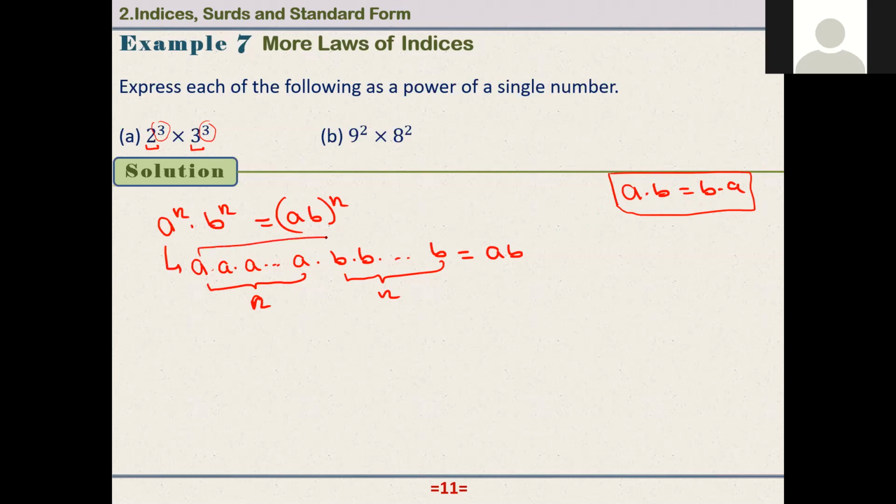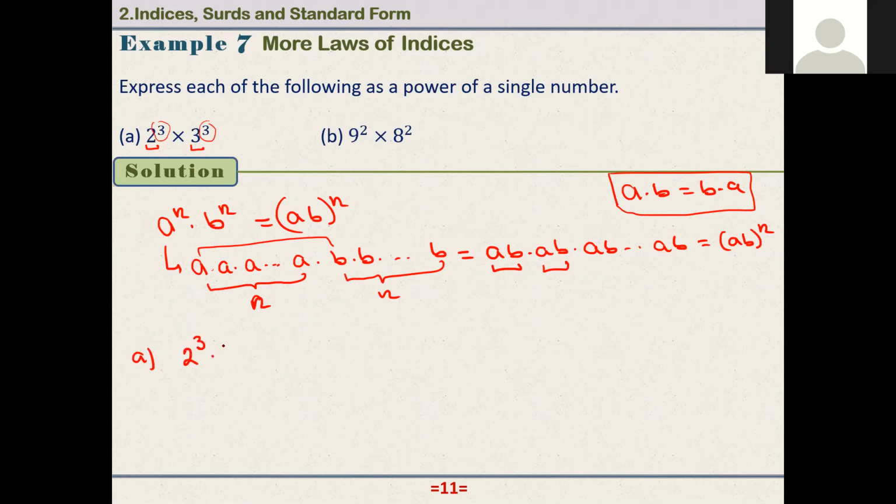I can write it as a times b, the first one times the first one, the second one with the second one, ab times ab dot dot dot. Here we have ab, because we have an equal number of a's and b's, right? So we can just pair them. Now, how many ab's do we have? n, right? So again, by definition, I can write it as a times b to the power n. And that's why a to the power n times b to the power n is equal to a times b to the power n. So using this property, we can simplify expressions.